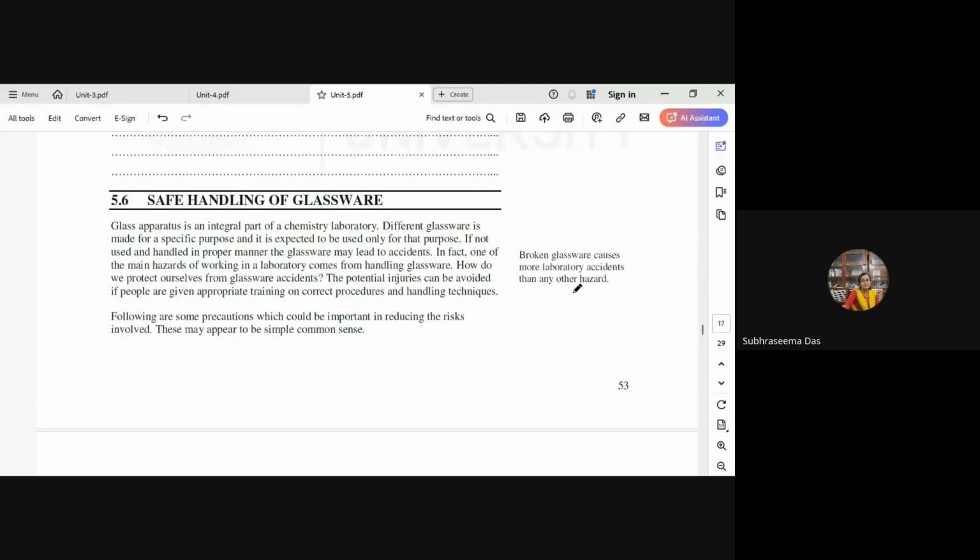Then coming to safe handling of glassware. Glass apparatus, we know, forms the basis of a chemical laboratory. We have different types of glassware such as test tubes, conical flasks, round bottom flasks and standard flasks. Therefore, proper handling of this glassware is advisable.